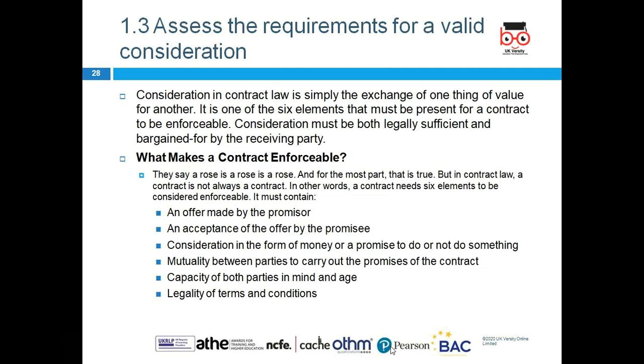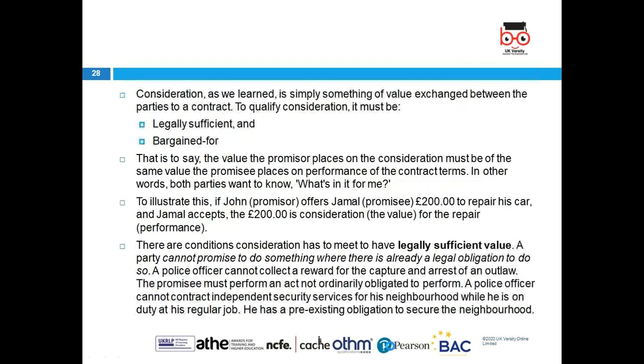Assess the requirement of valid consideration. What needs to be in a valid consideration? Contract law is simply the exchange of one thing of value for another. There are 6 elements that must be present in a contract, which we discussed: consideration, intention, capacity. What makes the contract enforceable? An offer made by the promisor, and the promisee accepted. Consideration in the form of money and the promise of something. Mutuality between the parties to carry out the promises, and capacity, both parties of sound mind and age, and legality in terms of the terms and conditions.